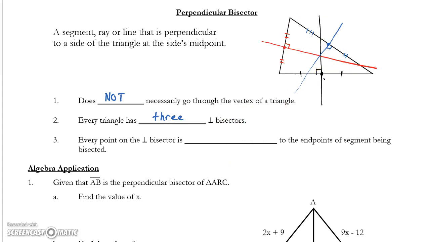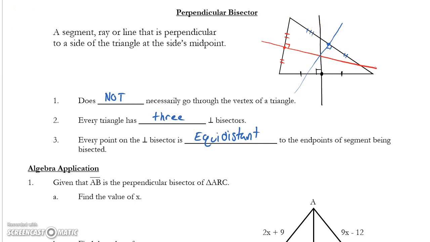And the next key point is that every point that is on the perpendicular bisector is equidistant to the endpoints of the segment being bisected. What does that mean? Well, here's exactly what that means.